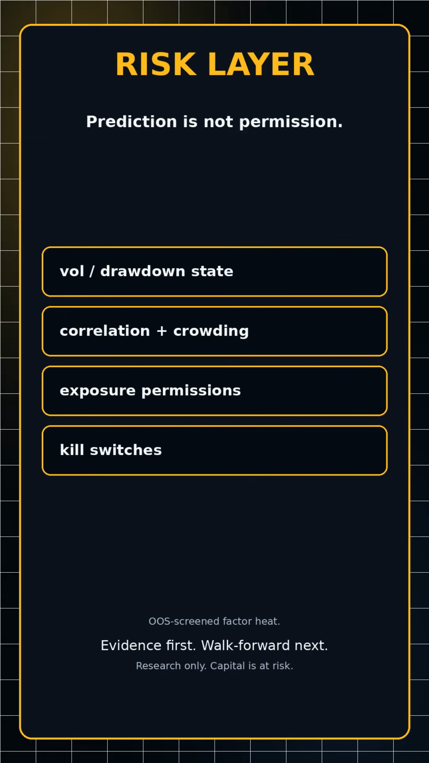The factor stack is not only prediction. A risk layer sits above it. Volatility state, drawdown state, correlation, crowding, exposure limits, sizing, permission, and kill switches. A hot factor can still be blocked if the book risk is wrong.